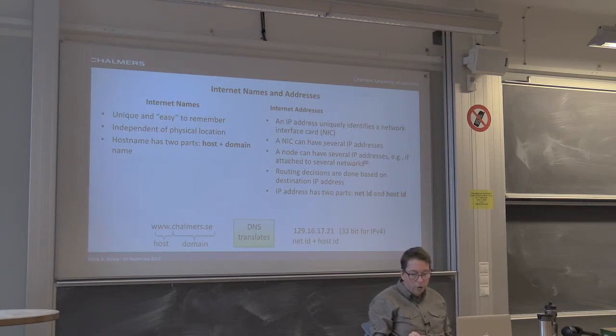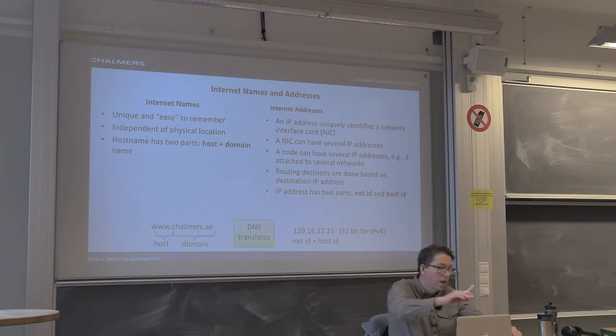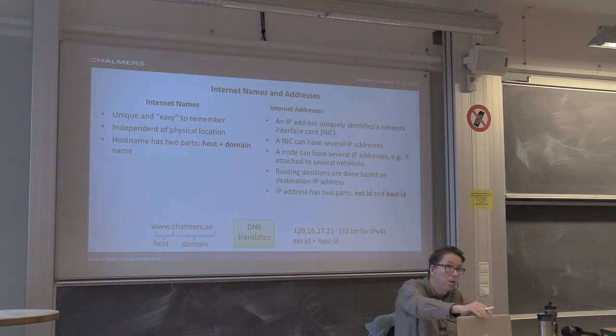A node can for sure have several IP addresses because it can have the wired IP, the Wi-Fi IP, and so forth, right? So we can typically reach a host through several IP addresses.